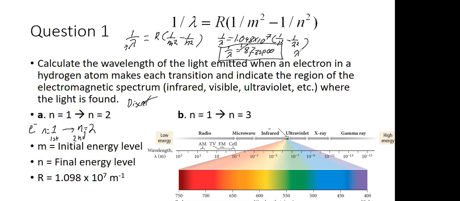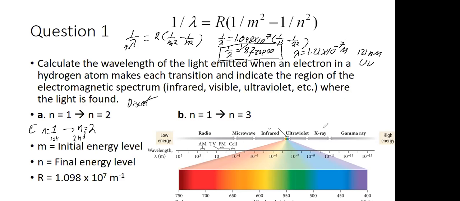And you get wavelength equals 1.21 times 10 to the minus 7 meters, or 121 nanometers, which is UV light.